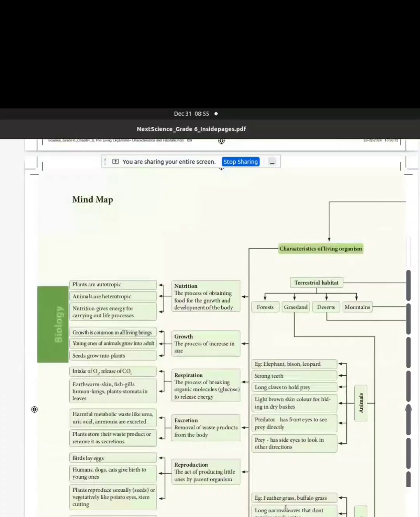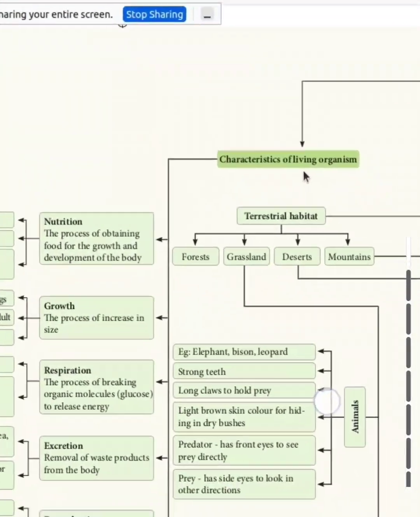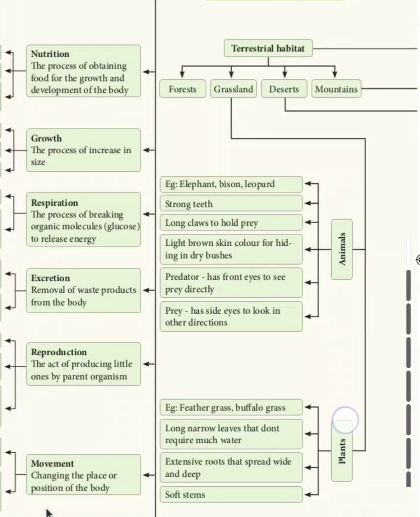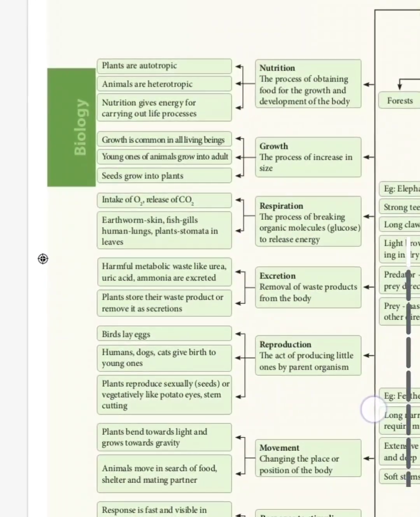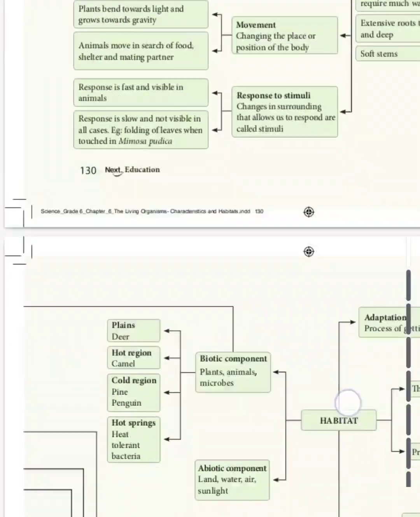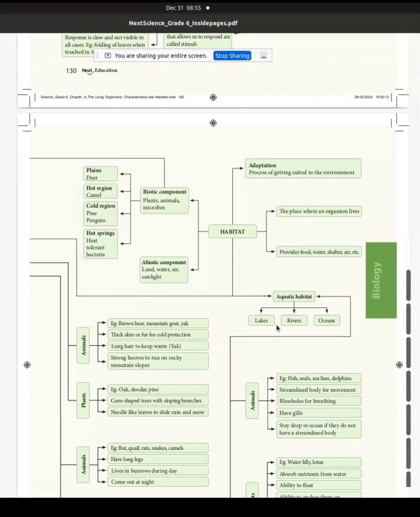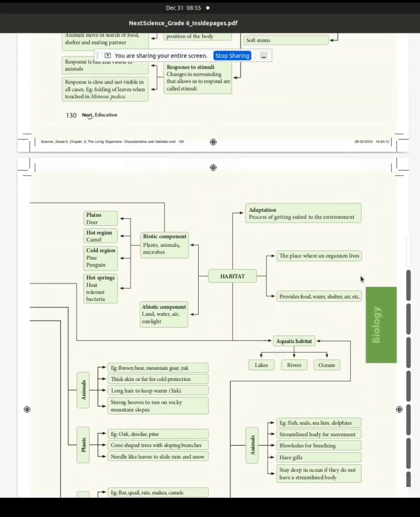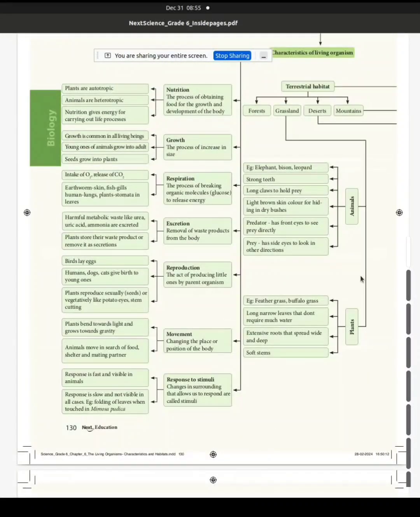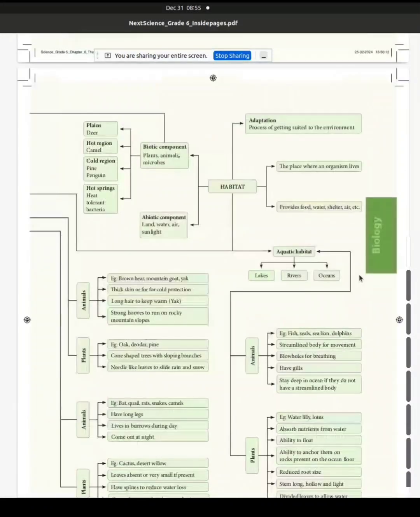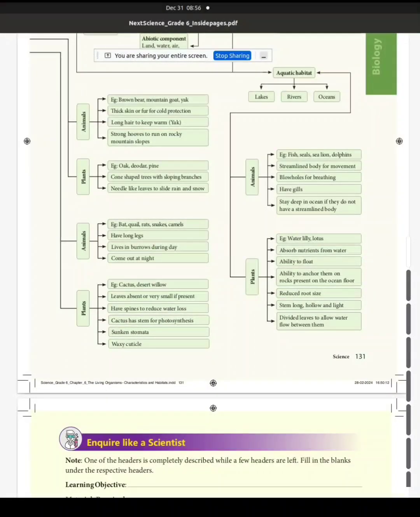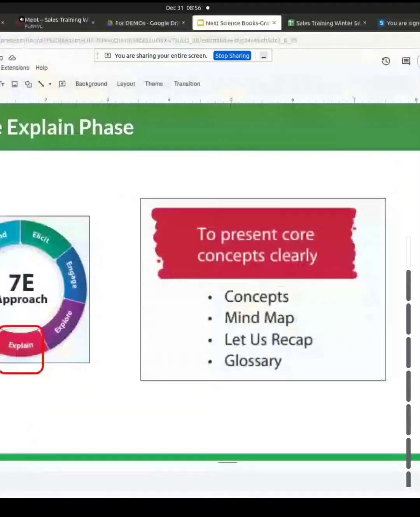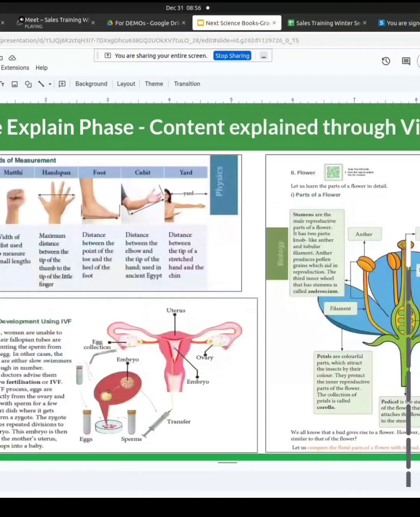As you could see here, all the concepts, like we started with the characteristics of living organisms, we dealt with all the characteristics here, and certain important pointers are mentioned. And again, we have dealt with a concept called habitat. Again, the abiotic components, what are the adaptations with respect to plants, animals, terrestrial habitat, aquatic habitat, everything is mentioned in this particular mind map. So this is how a mind map looks, and I would like to show you certain other mind maps as well.